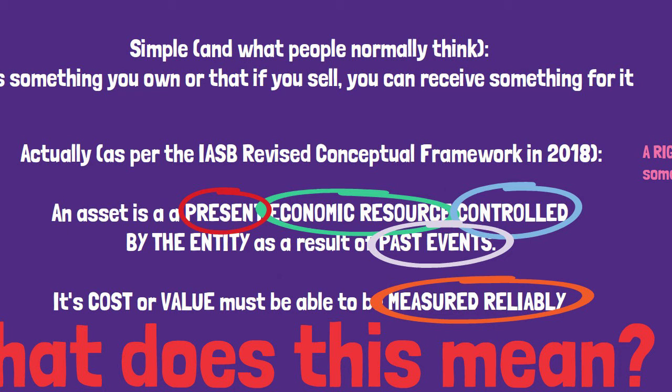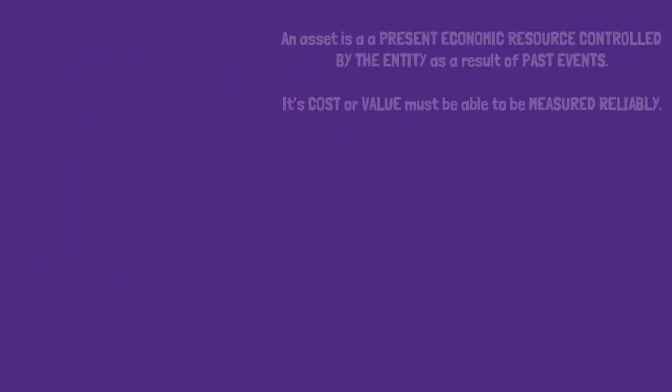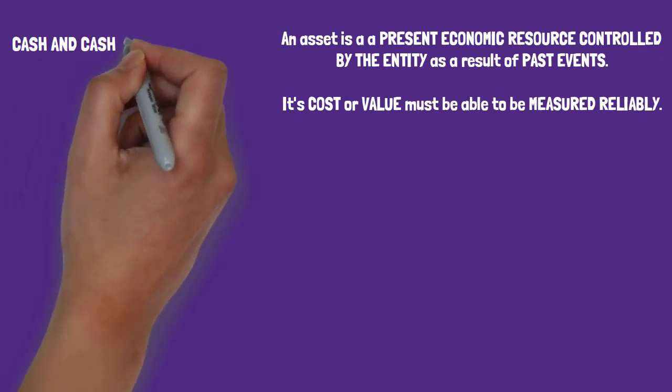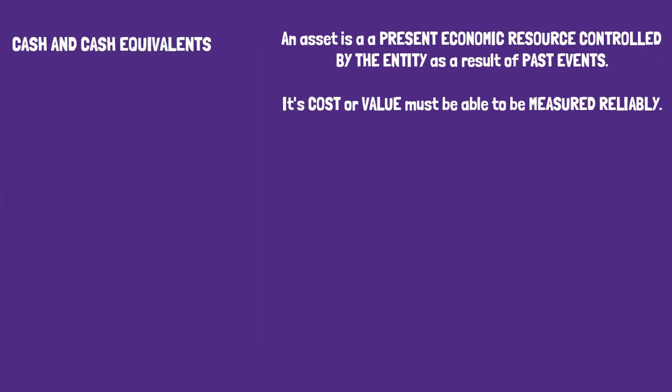So let's go through some examples of different types of assets and see how they meet the definition of what an asset is. So let's start with cash. Cash is money that you have in your bank account, maybe petty cash or cash that you have lying around. You have received it from a past event. It is yours to do with as you wish. You control it, and you can value it because it's cash. It's what everything is valued against. So that's easy. That's an asset.